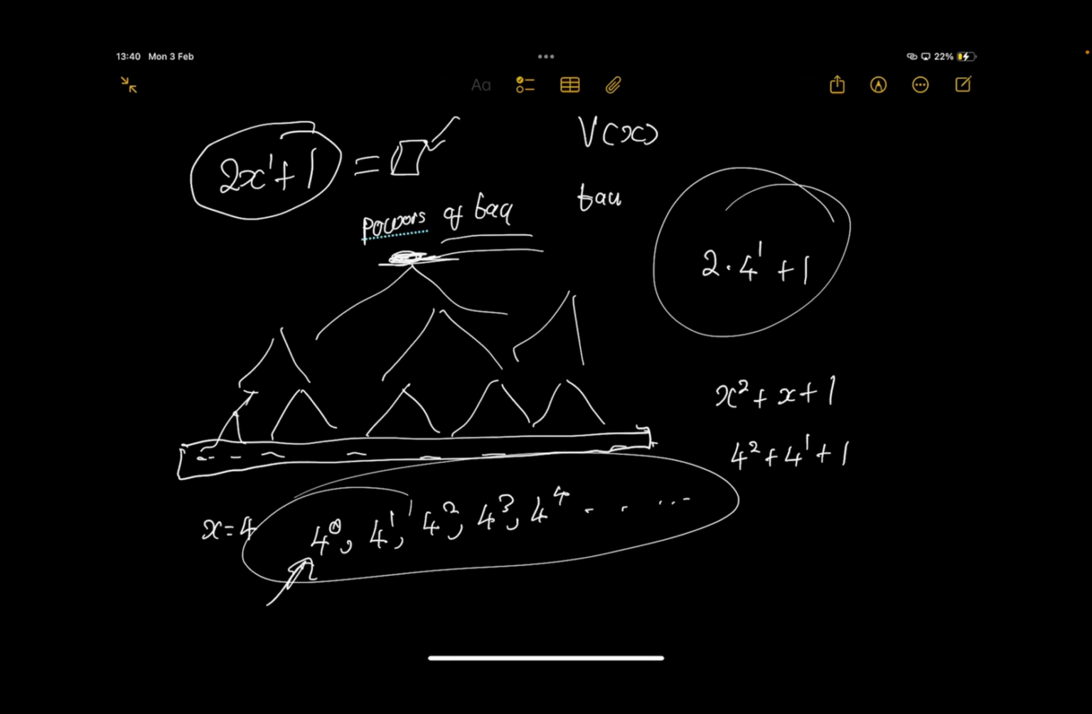So what's the tau in it? The tau is 4. I know, but why the name tau? I don't know. I'm not asking people that.